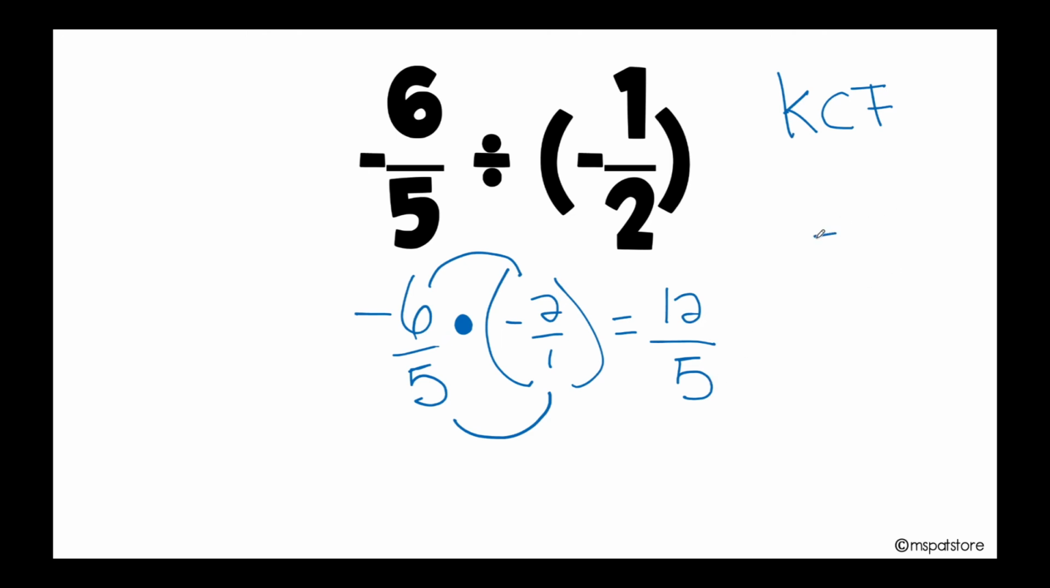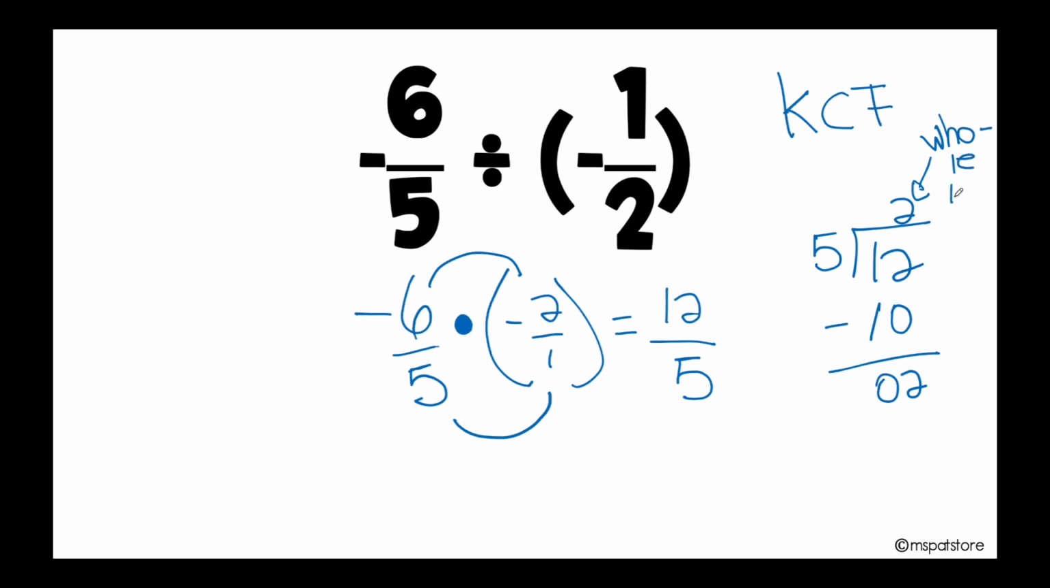So I will divide 5 outside, remember, and 12 inside. 5 fits into 12 two times because 5 times 2 is 10. 12 minus 10 is equals to 2. So this is my whole number, okay? Don't forget. And this is my numerator. So my final answer is 2 and 2/5.